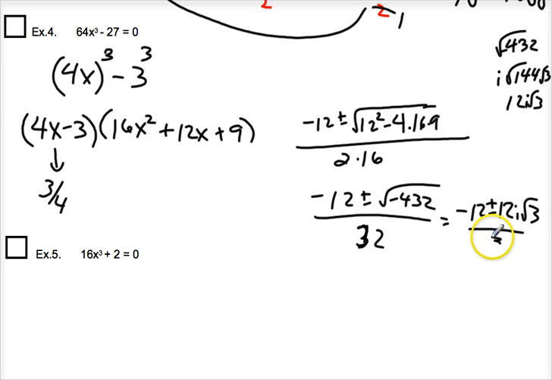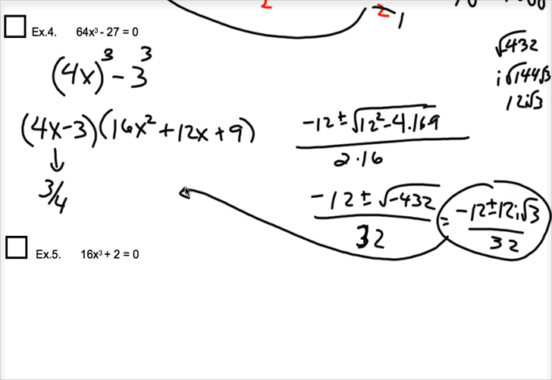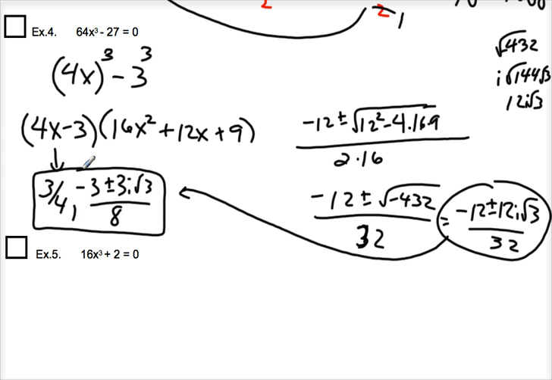All over 32. And then what goes into all these? 4. Divide them all by 4. Negative 12 over 4 is negative 3. So we got plus or minus 3i root 3. And then I got to divide the 32 by 4 and I get 8. There's my 3 answers. 1 real, 2 imaginary. That's what you get when you do these cube minus cubes and their equations, or cube plus cubes. You get 1 real and 2 imaginary.